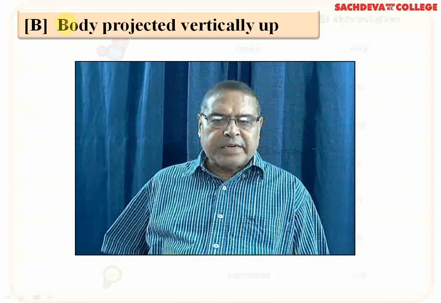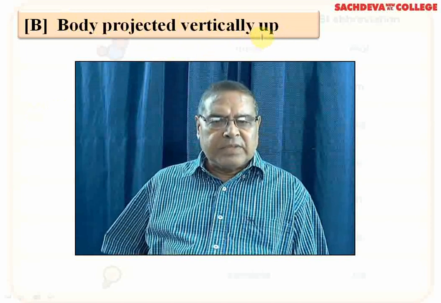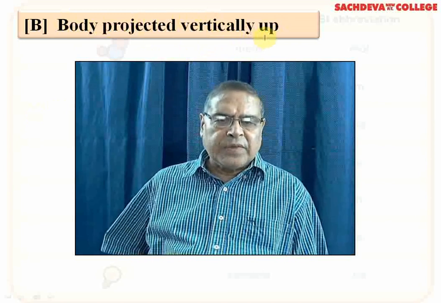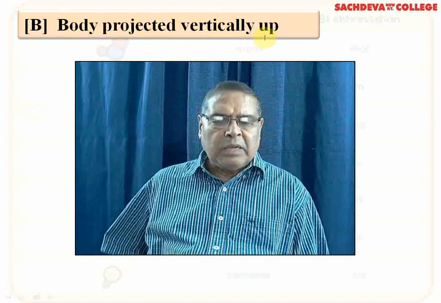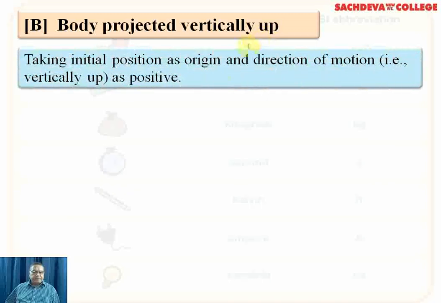Now the body is projected vertically up. When we say it is vertically up, it means that the initial velocity must be taken as positive because finally the velocity will become zero, because at the highest point the final velocity will be zero. And because the body is going vertically up, g must be taken as negative.